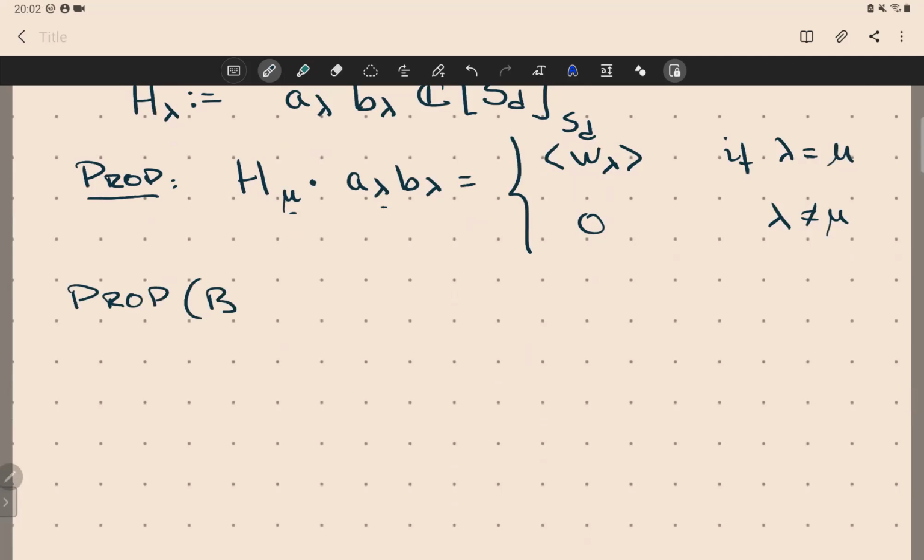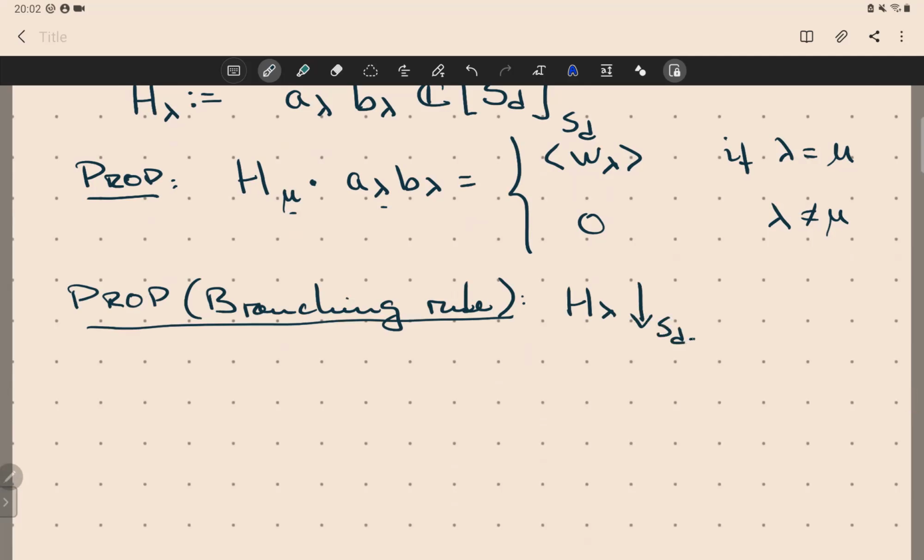This is called the branching rule, but it's essentially a not so distant cousin of the Pieri rule. It says, okay, suppose you look at H lambda. This is a representation of the group S_d, and you look at it as a representation of the group S_{d-1}, so of permutations that will only move the first d minus 1 elements and leave d fixed.